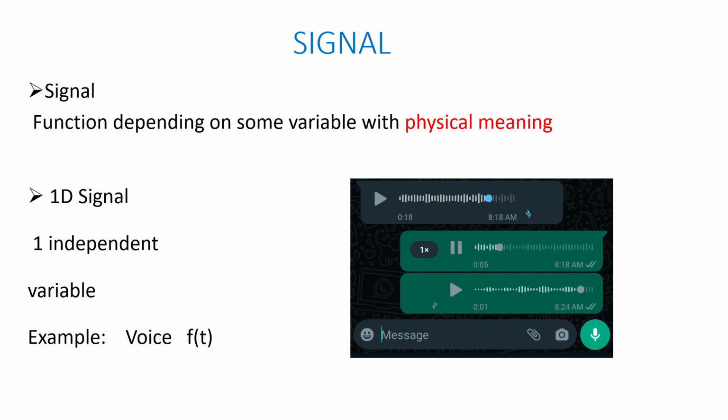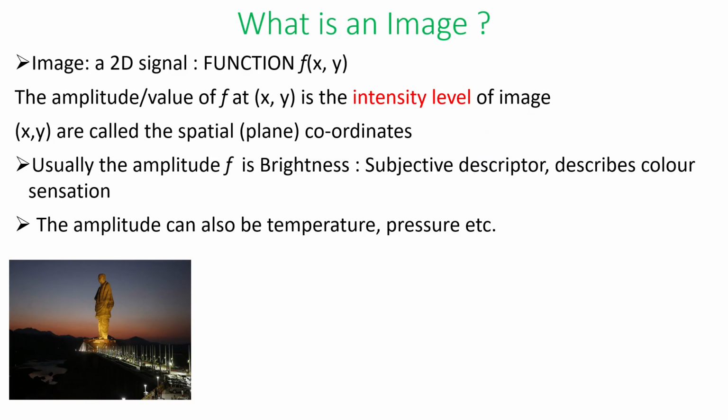Right. Now what is an image? Similarly, an image is also a signal. It is defined as a signal, and mathematically a two-dimension function represented as f of x comma y. For voice, the independent variable was one, which was the time axis. Here there are two independent variables, that's why we call it a two-dimension function. x and y are called the plane coordinates or spatial coordinates, and the value of f at x comma y, which is called the amplitude, is called the intensity level of the image.